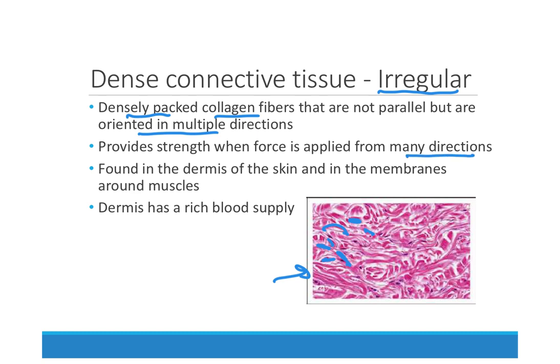So dense irregular connective tissue is important in the dermis of the skin, the second layer of the skin, because your skin gets pulled in all directions by your clothes, by somebody grabbing your arm, by you stretching this way and that way. Irregular dense connective tissue is also found in the membranes around muscles because, again, muscles will expand and contract in many different directions. And unlike your other types of connective tissue, the irregular dense connective tissue in your skin has a rich blood supply. So there's plenty of bleeding that happens when you open up your skin in a wound.